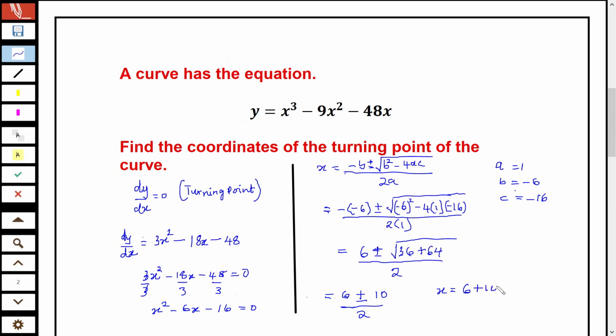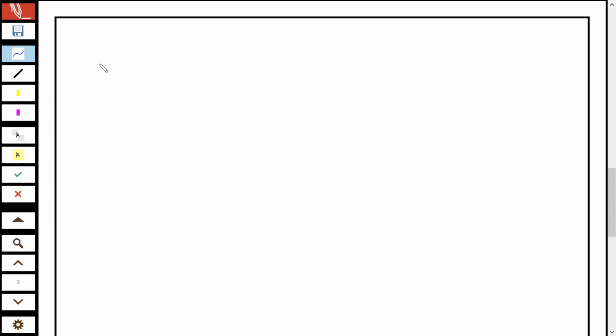6 plus 10 over 2, or x can also be 6 minus 10 over 2. So 6 plus 10. So we have our value of x. X is 6 plus 10 over 2. And 6 plus 10 equal to 16. So 16 over 2 equal to 8. So the value of x is equal to 8.